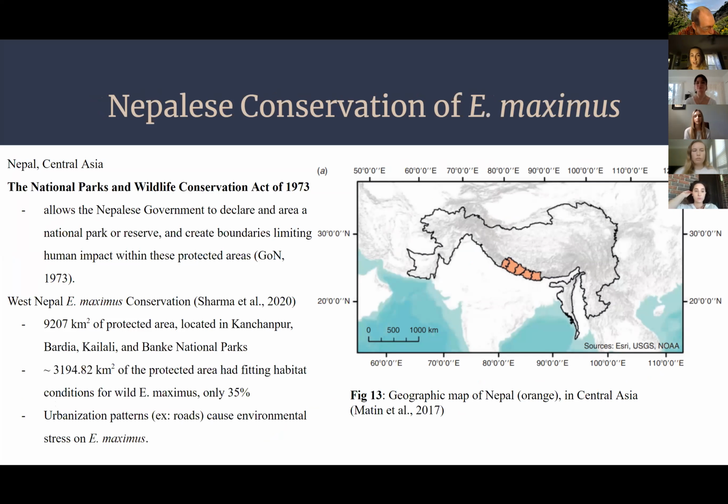A lot of countries have designated land to E. maximus populations in like wild park reserves. So here in Nepal, they have done that with the National Park and Wildlife Conservation Act of 1973.